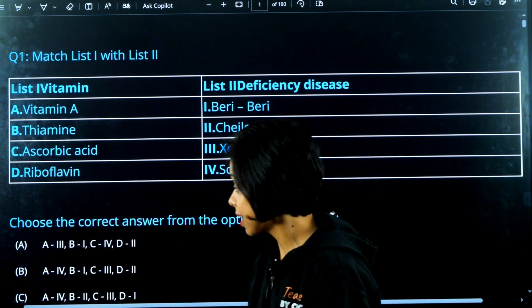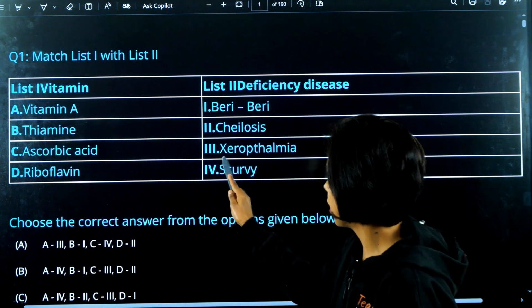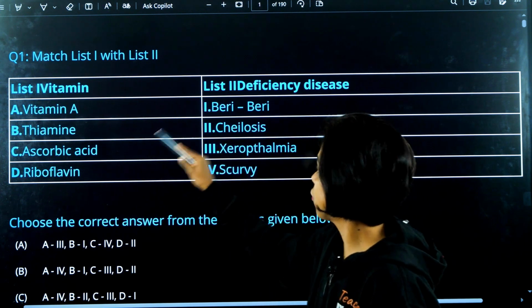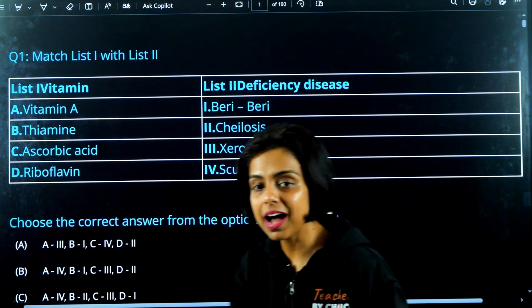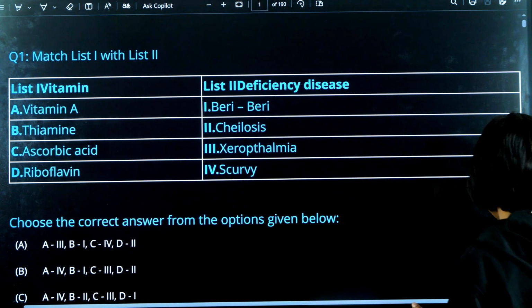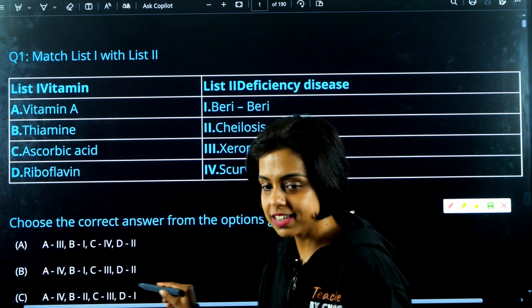Let us check which should be the answer. So for A, it should be 3. For B, it should be 1. For C, it should be 4. And for D, it should be 2. So we'll mark our answer as option 1. Yes, A is the correct option.